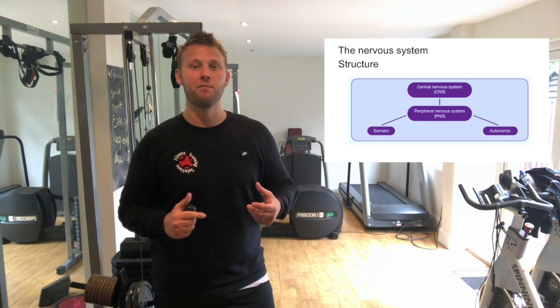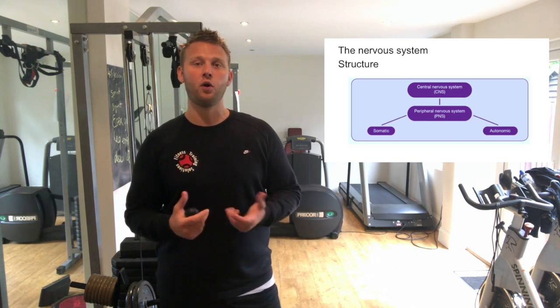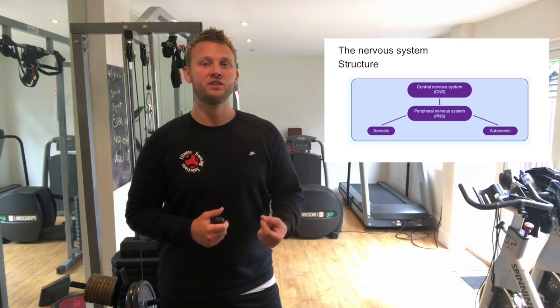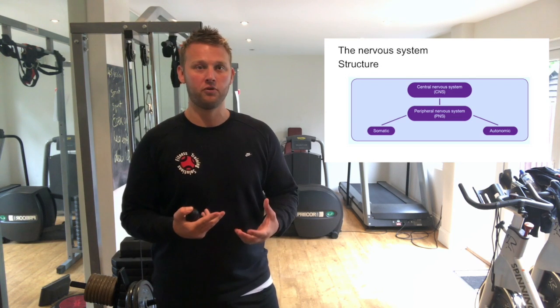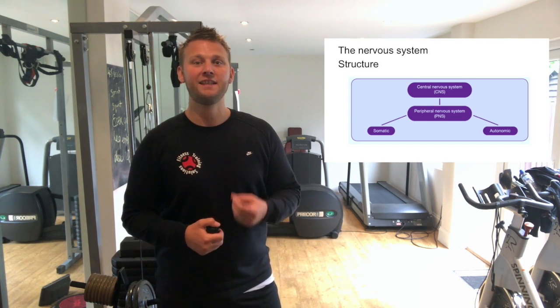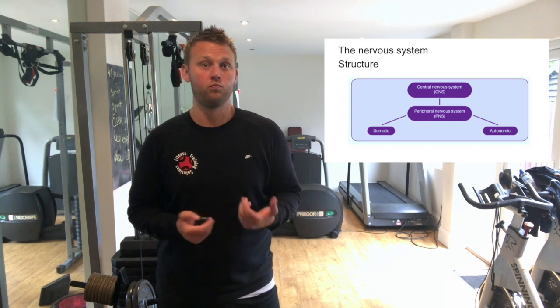So to recap, first thing, the central nervous system. So this is the brain and the spinal cord. So the brain's going to receive information from the peripheral nervous system and it's going to start to interpret this information. It's then going to send out the correct motor response of exactly what we needed to do.